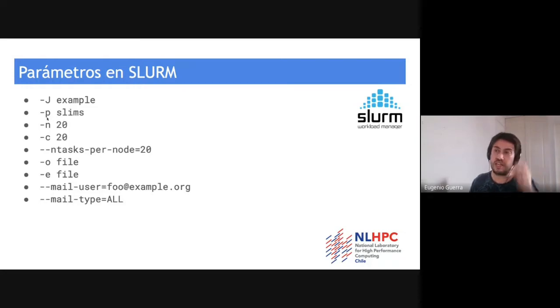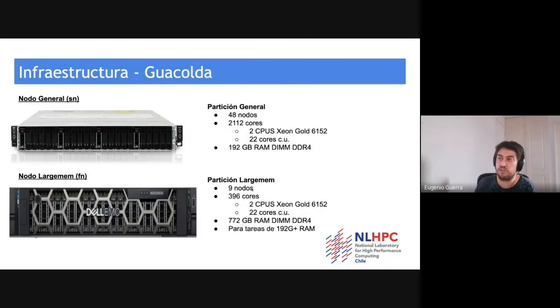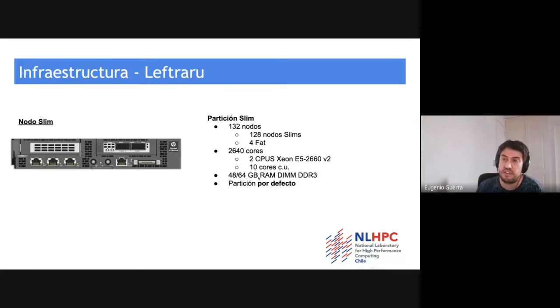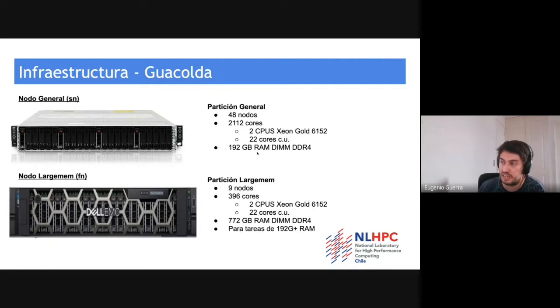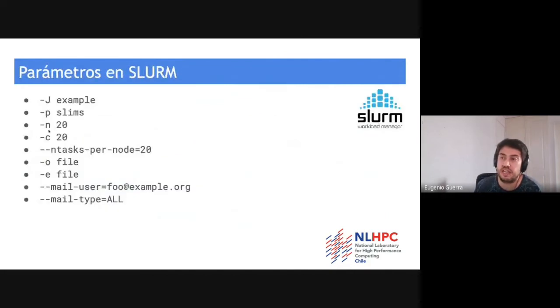The second parameter is about the partition. If you remember, I can come back to the slide, we have all these partitions. So if I need 48 gigabytes of RAM, probably I am using the partition slim. But if we need more gigabytes of memory RAM, we can use partition general, that has 192 gigabytes of RAM. Or if we need more gigabytes, we can use the partition large mem. So we need to choose the partition if we need more resources or fewer resources. Another parameter is about the N, which is about the tasks that we are sending to the jobs.